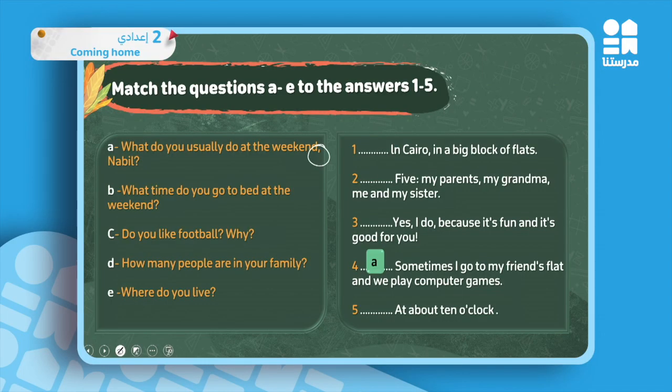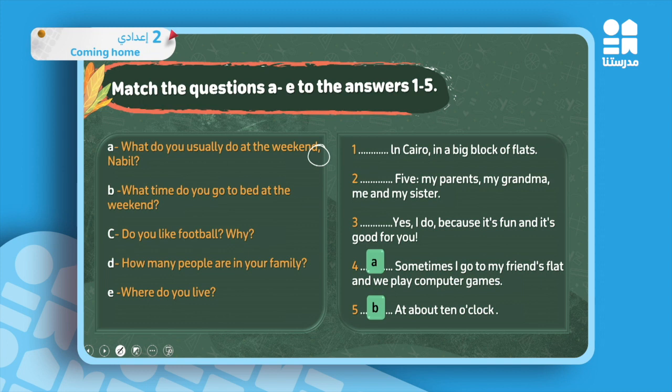So here, what shall I look for? What should I look for? I should look for timing, clock, okay? Numbers. So, where is it exactly? Definitely, it's in number 5. So 5B. For letter C, do you like football and why?